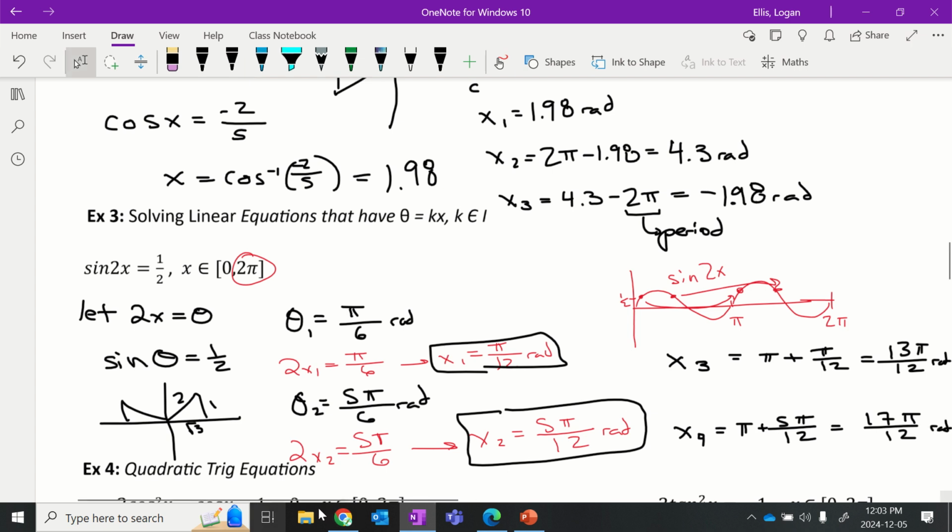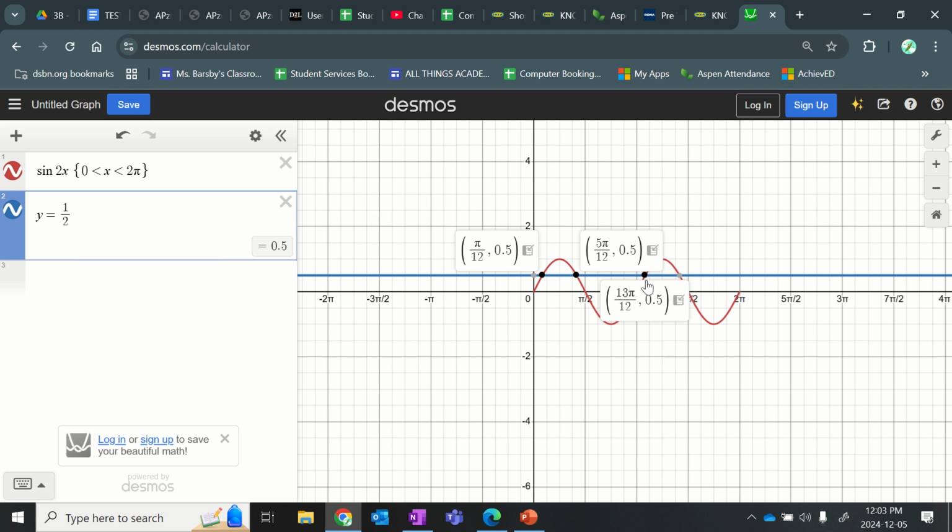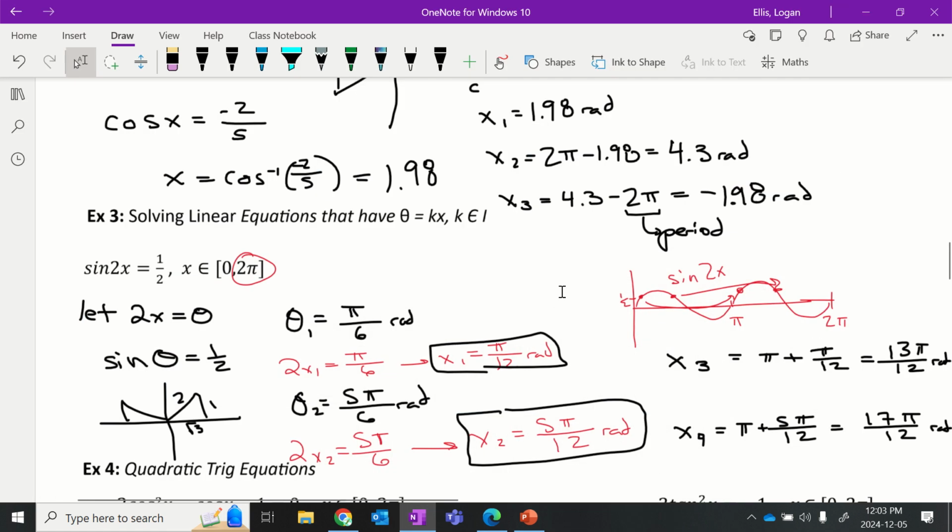So let's confirm with Desmos. You can see that yes, it is 13 pi over 12 and 17 pi over 12 rad, which is what we got there. So that's how you solve these particular equations.